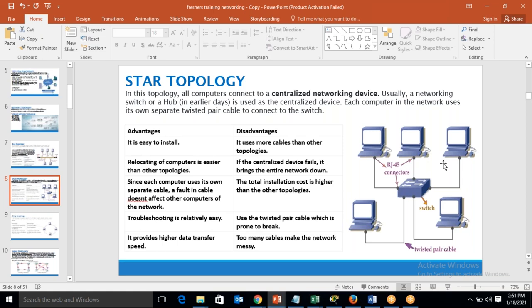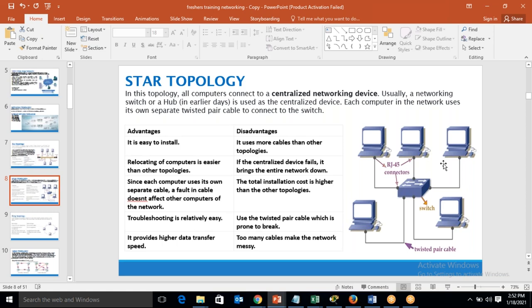In this topology, all computers connect to a centralized networking device, usually a networking switch or a hub. In earlier days, as soon as the switch came into existence, the hub vanished completely, and today, in most companies, you cannot find a hub. Each computer in the network uses its own separate twisted pair cable to connect to the switch. You have seen the switch, right? It has multiple ports, and computers are connected through twisted pair cables, that is, your Ethernet cables.